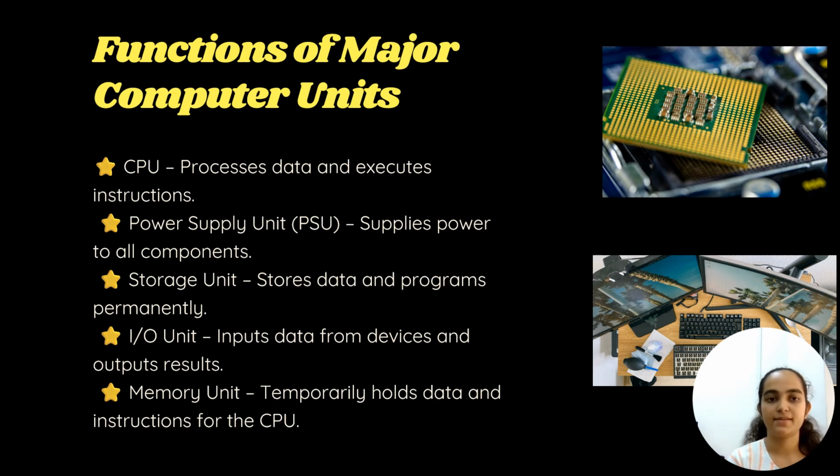Functions of major units. Each unit has a specific purpose. The CPU handles calculation and decision making. The memory unit stores active data needed by the CPU. Input devices send information into the computer. Output devices show us the result, and the power supply unit keeps everything alive with power. Understanding these helps us see how each part contributes to the full processing workflow.